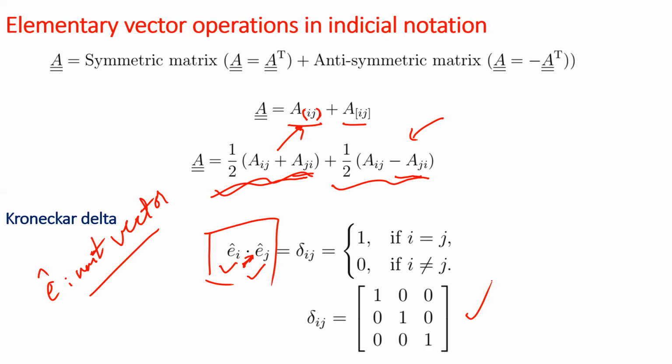Because all we know is i, j, and k can vary between 1, 2, and 3. Right? So that is how this Kronecker delta, delta ij, is represented. This is its definition. And it's the same definition in matrix form. This is in component form. This is in matrix form.